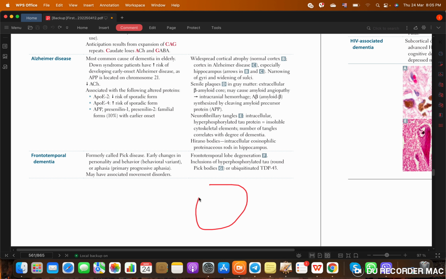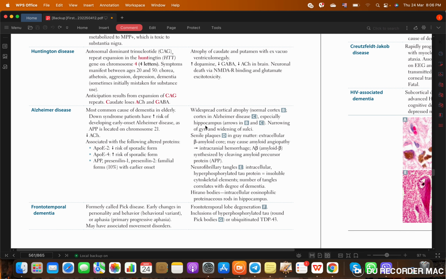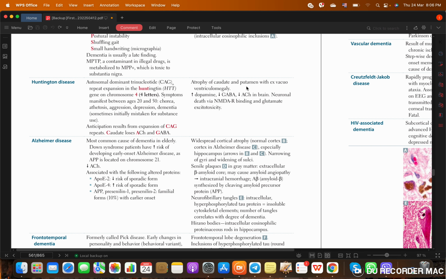Inside of your skull, you have brain tissue, you have CSF, and you have blood. Blood, CSF, and tissue. If you have less tissue, you will get more CSF. That is the cause of ex-vacuo ventriculomegaly. Due to the absence of putamen and caudate, you will get bigger ventricles. The patient will have more dopamine, less GABA, less acetylcholine in the brain.